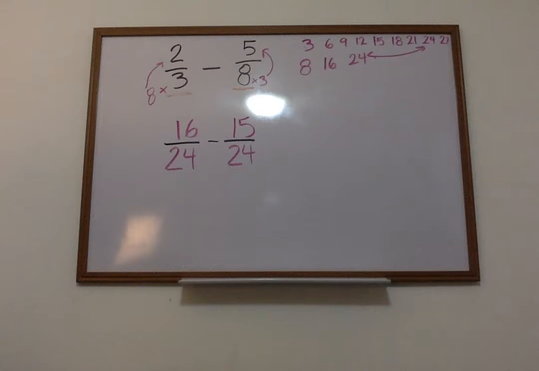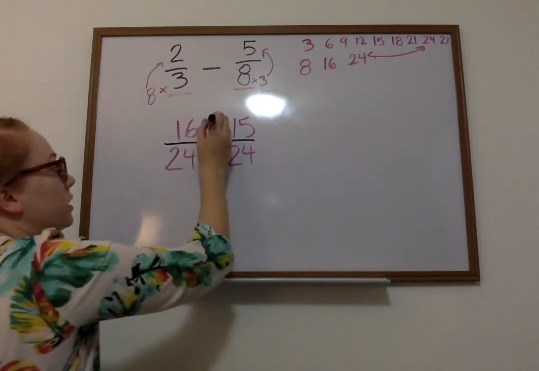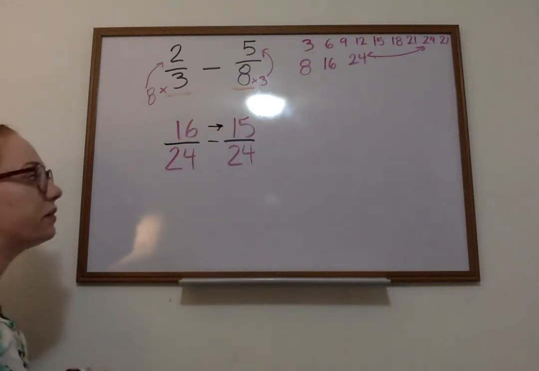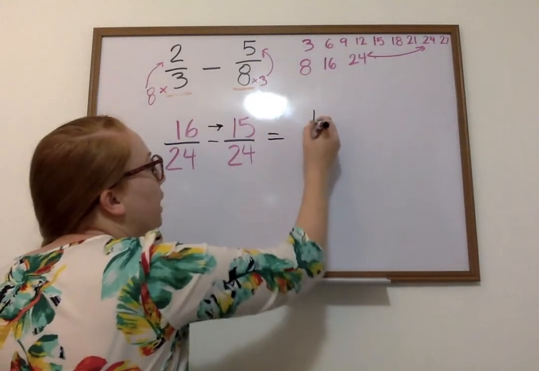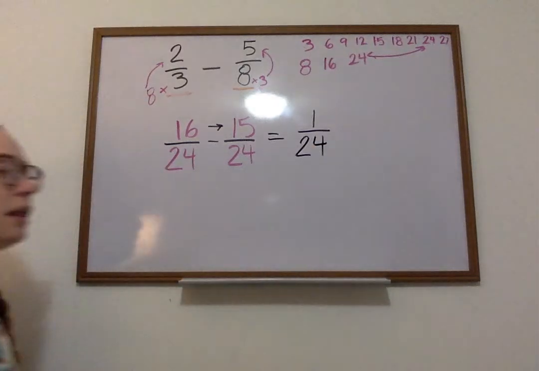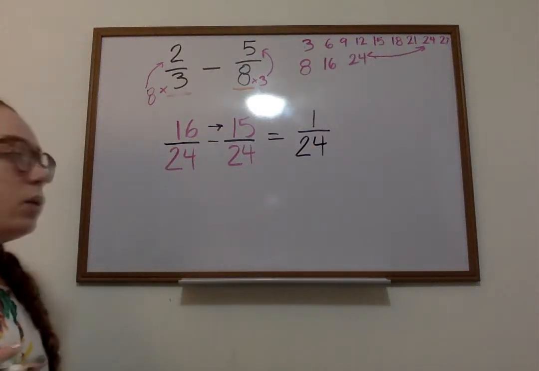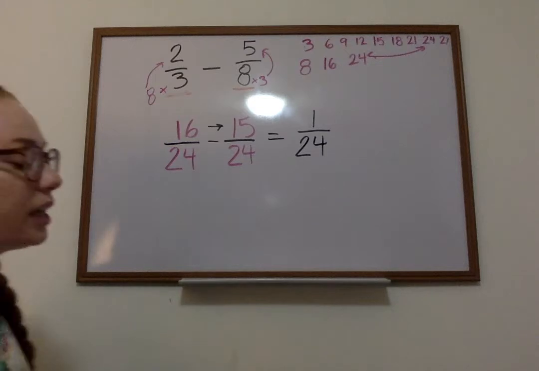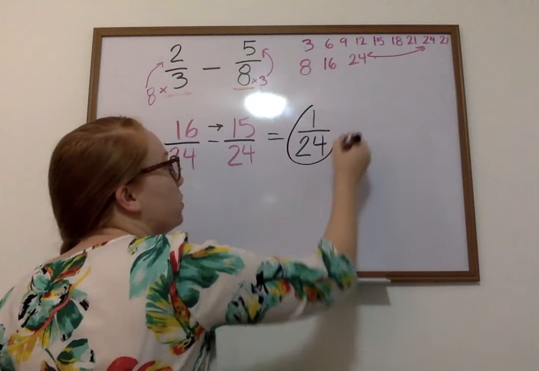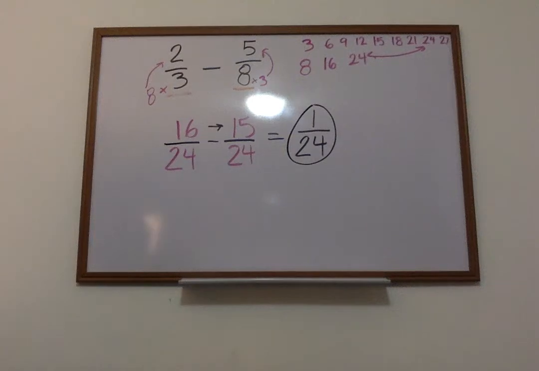Now I'm set up, I'm ready to subtract. When I'm subtracting fractions, I'm only actually subtracting the numerators, which in this case is 16 minus 15. That would equal 1, and my denominators always stay the same number. Last question I ask is, can 1 over 24 be simplified? Well, there's no numbers that can go into both evenly other than a 1, so that means this is in its most simplest form. All right, next problem.